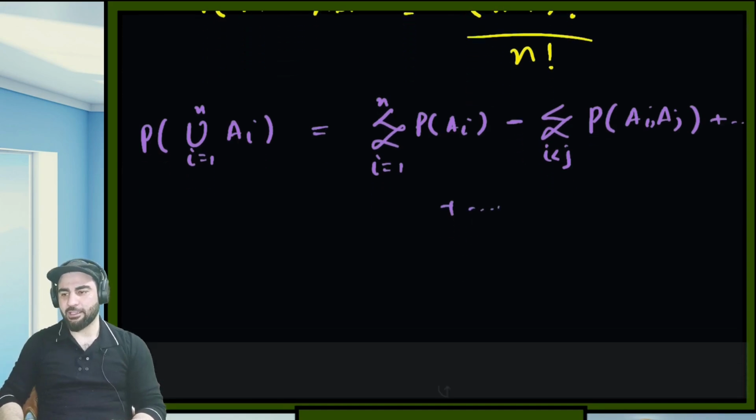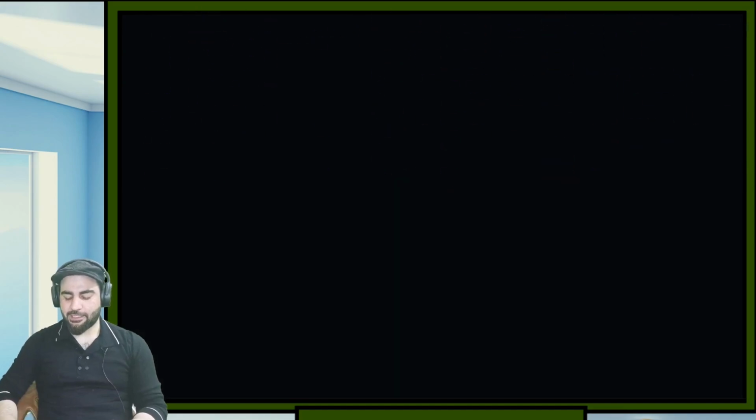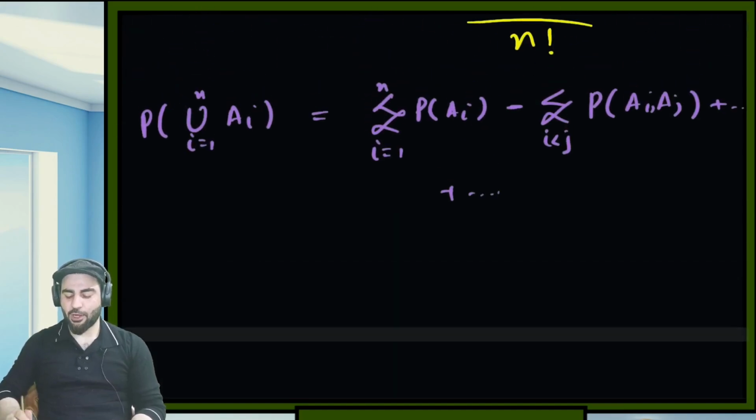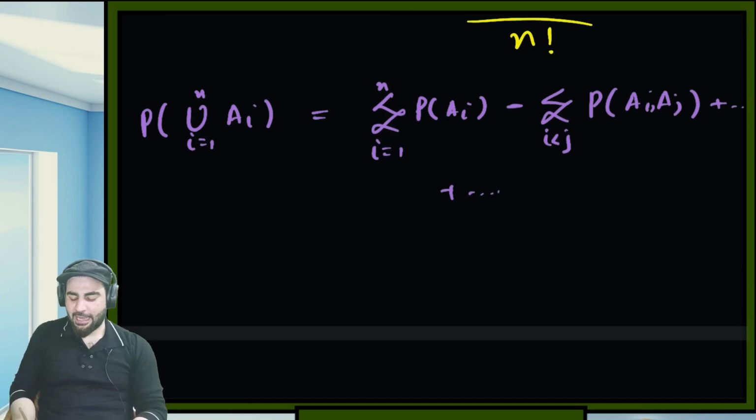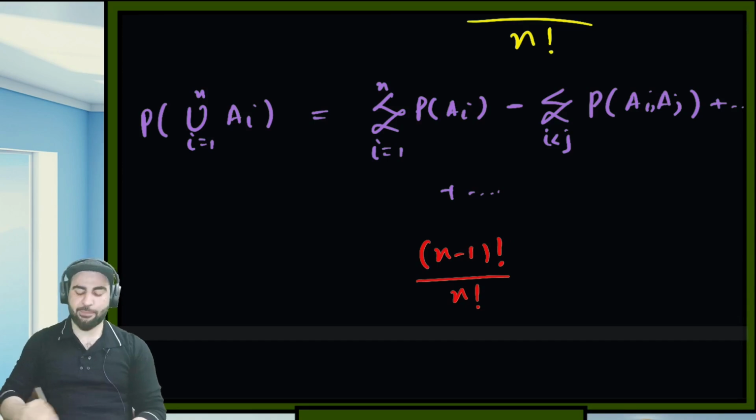Now we'll have to solve this. The first thing, Ai, we solved: for any of these terms, the probability is n minus 1 factorial divided by n factorial. Then you have to see how many such terms there will be. There will be n such terms, because I am taking i from 1 to n, and the probability of one such thing is this much. So this is for the first term.